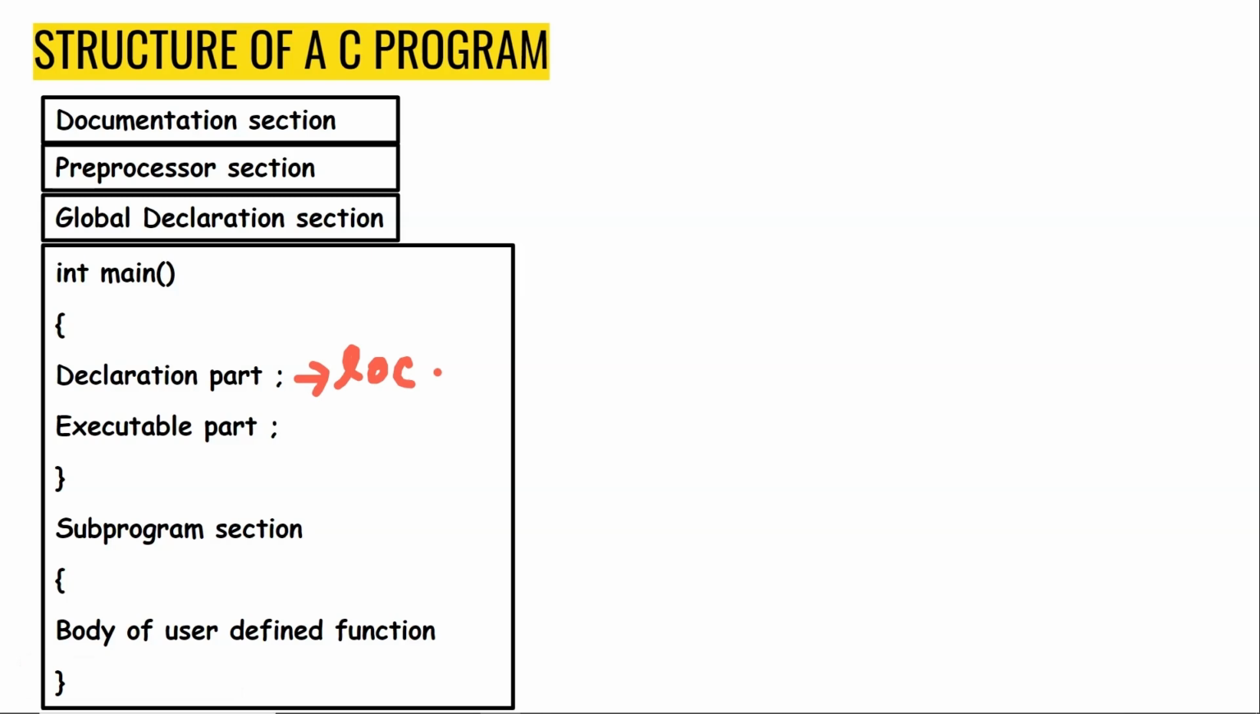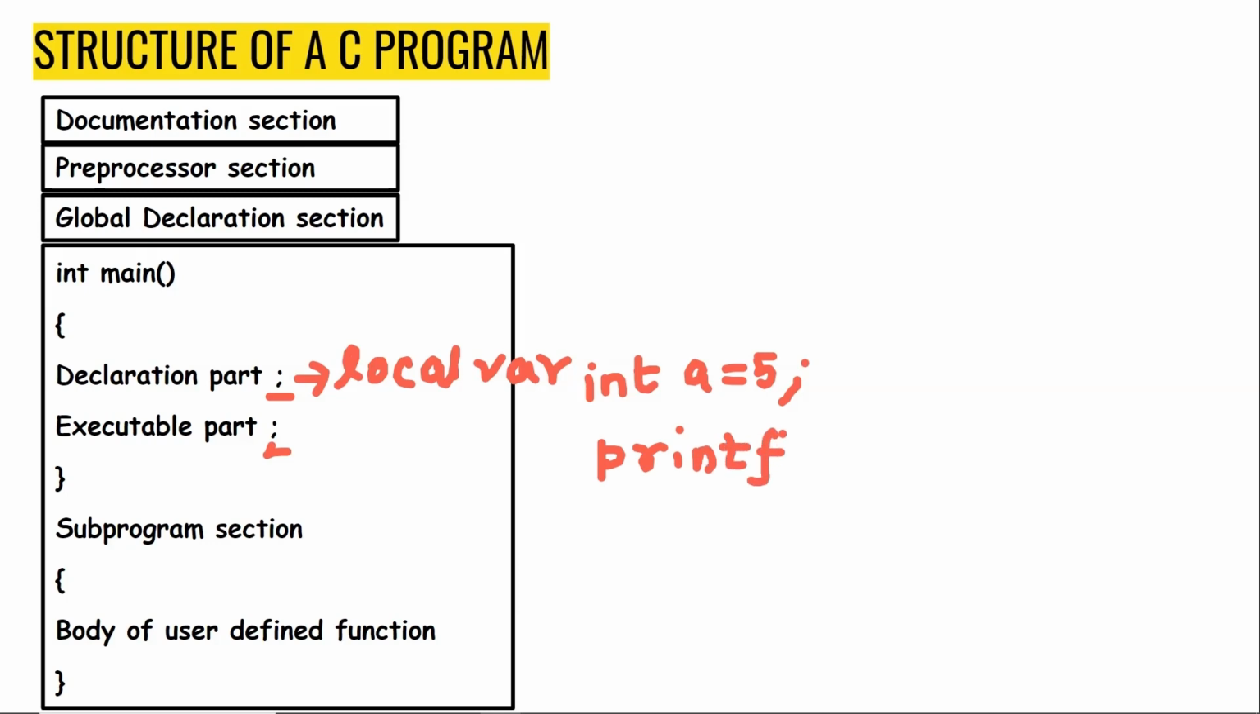The executable part contains at least one valid C statement. All the statements within the function body have to be terminated by a semicolon. Say for example, in the declaration statement, we can have int a is equal to 5, and the statement is terminated by a semicolon. Then for an executable statement, printf, %d within double quotes, comma, a. Again, this statement has to be terminated by a semicolon.